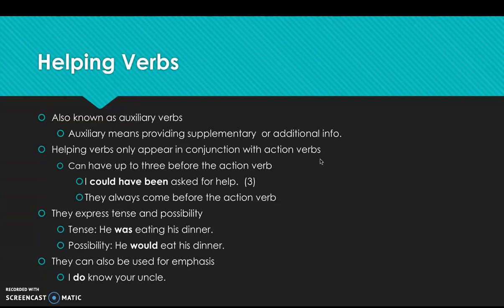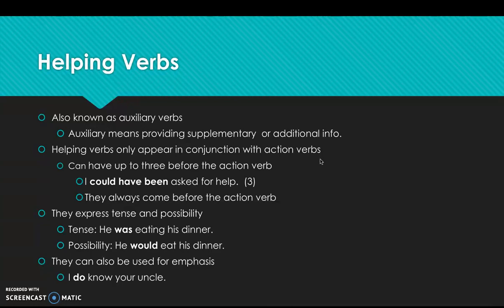Also, helping verbs as opposed to action verbs are finite, meaning we can't just make up new ones. There are only a couple, and I'll have them on the next slide. And so even though I don't recommend memorizing things, at least familiarizing yourself with these is very helpful. But more important is understanding what they do, because then you could find them even if you don't know that, for example, could is a helping verb.